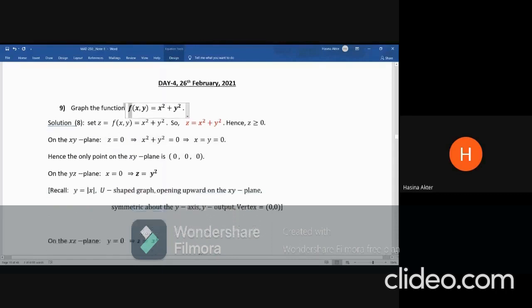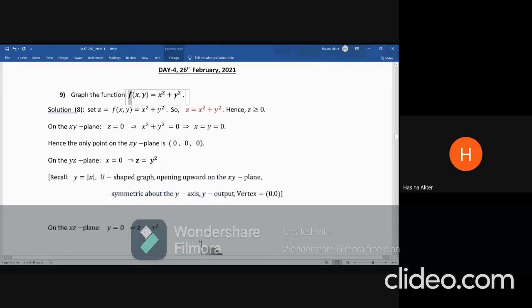So let's see the shape of the graph on the other two planes. If you go with the yz plane, we know the equation of the yz plane is x equals 0. So if you plug in x equals 0 in this equation, then you get z equals y squared. If you recall, Miss, on the xy plane you wrote z equals 0, so x squared plus y squared equals 0.